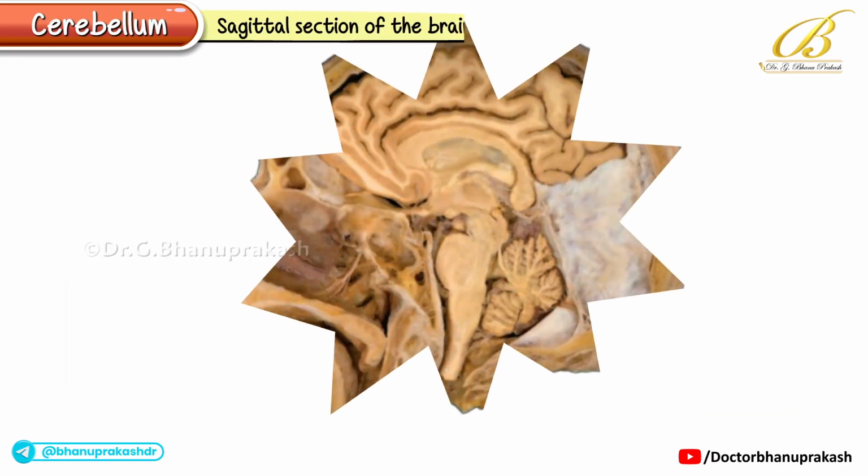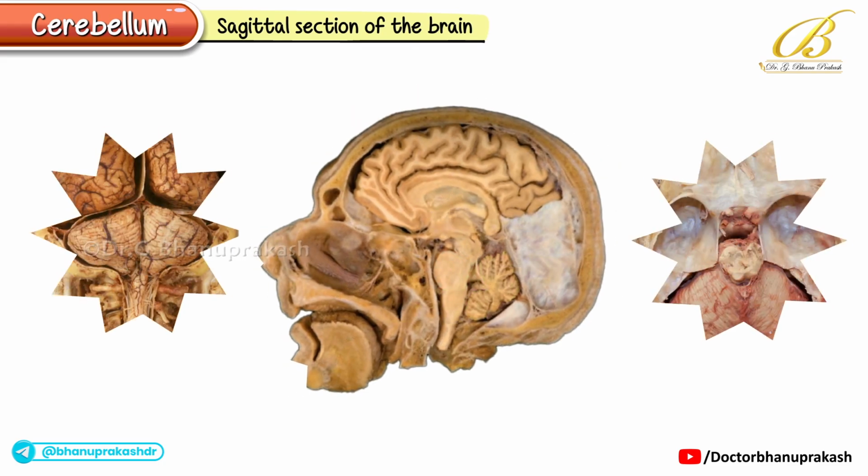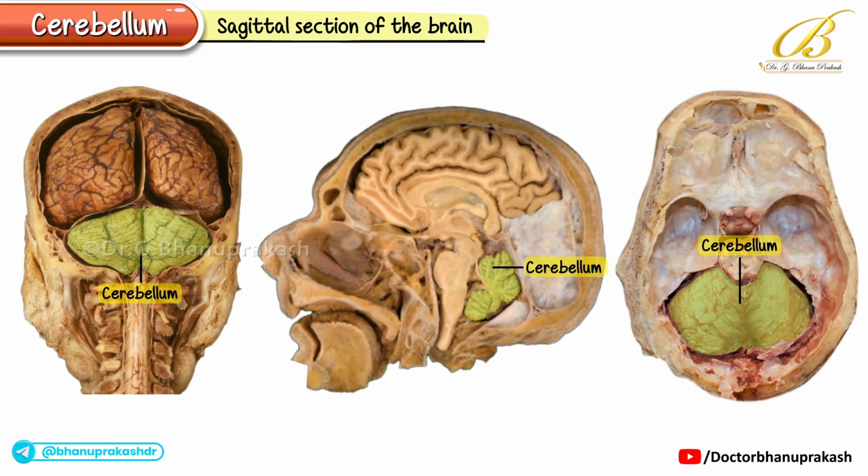If we look at a sagittal section of the brain, we can clearly see the cerebellum in relation to its surrounding structures. One important point to remember is that the cerebellum is separated from the pons and the medulla by the fourth ventricle. Now let us quickly revise its relations.